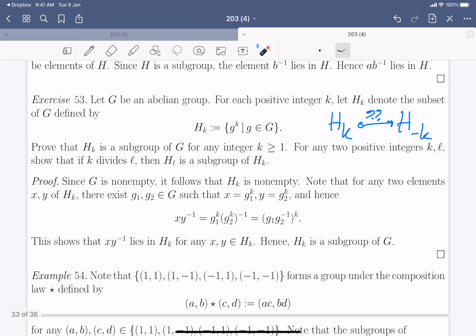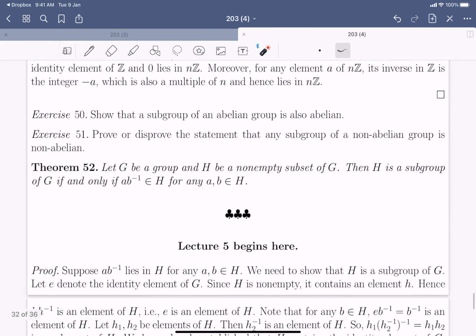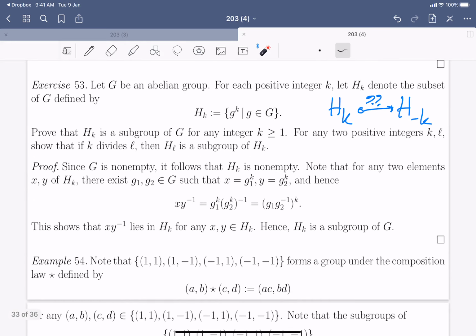Anyway, great. So, to show that HK is a subgroup, we are going to apply the theorem that we learned just now. One way to show this: we pick two elements x and y from HK and show that xy inverse is again a kth power. This is easy to do because if x is g1 power k and y is g2 power k, then xy inverse is equal to this quantity, and one can show that this is equal to this. This is left as an exercise for you to see why this equality holds. There is something that one has to use. I'll leave it to you.